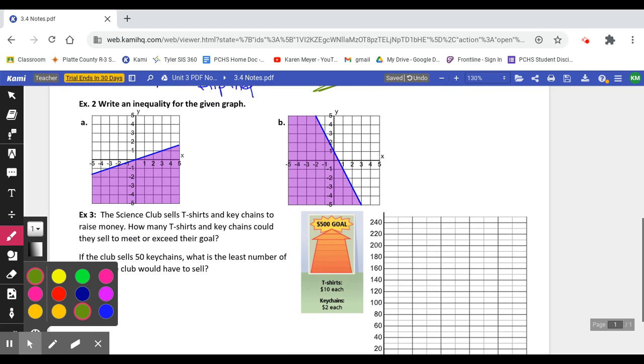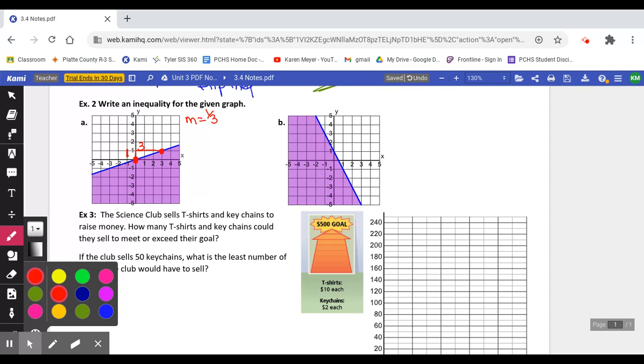Now on our second example, we're going to go backwards. Instead of you making the picture, I'm going to give you the picture, and your job is to write the inequality. So the first thing you have to do is you have to know the slope and the y-intercept. So remember, for slope, pick 2 points. So I'm going to pick 0, 0, and I'm going to pick the point 3, 1. Draw a little triangle between them. Count rise, which is up 1. Run, which is across 3. So my slope is a positive 1/3.